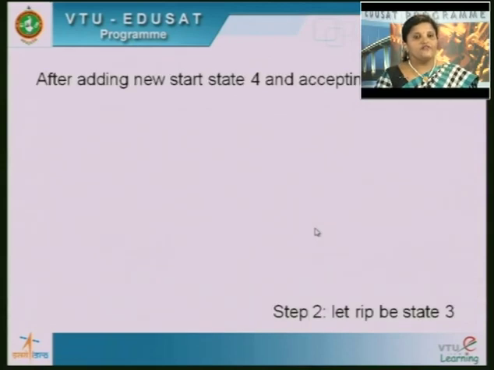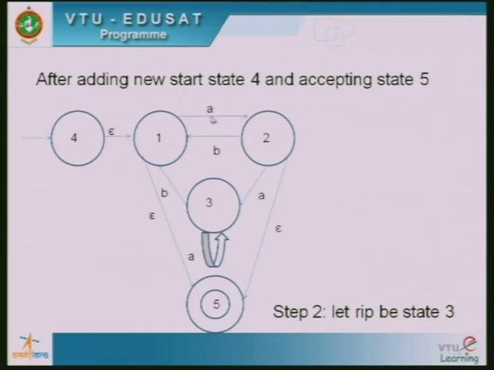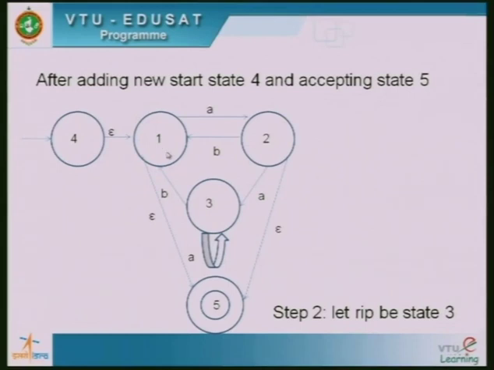Okay. So when you do the first step, that is, after adding the new start state and the accepting state, your finite state machine looks like this. See here, I have added the new start state 4 with epsilon transitions to the old FSM, and then the new accepting state 5. States 1 and 2 were earlier the accepting states, so with epsilon transitions you need to connect them to state 5. Okay. So this is the modified finite state machine after step 1.